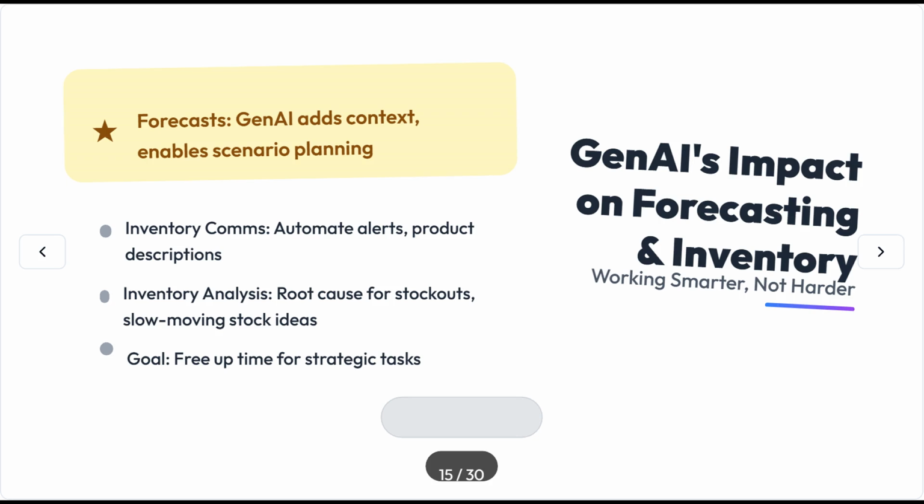Let's recap this lesson. We learned that generative AI enhances demand forecasting by analyzing unstructured data for context and generating what-if scenarios. It also helps summarize data quickly. In inventory management, GenAI automates routine communications like replenishment alerts and product descriptions. It can analyze data to suggest root causes for stockouts and brainstorm strategies for slow-moving inventory. This frees you up for more strategic work.